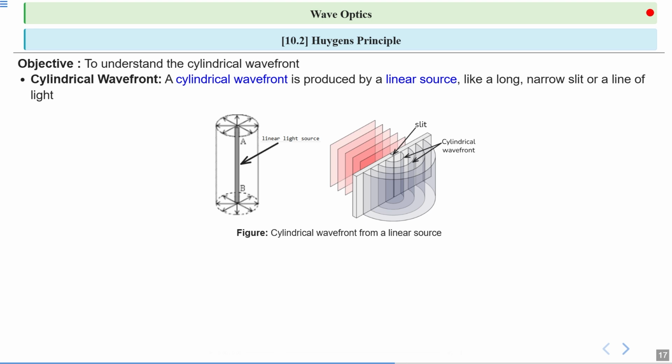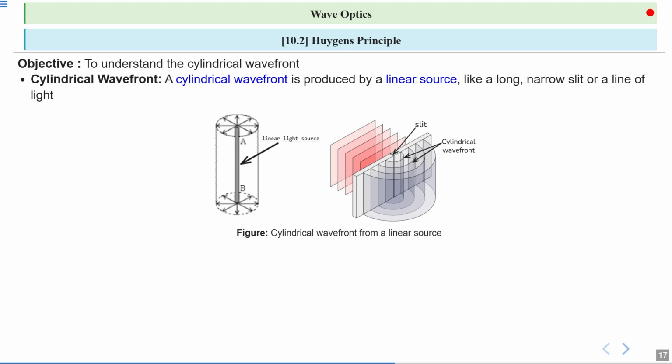In the left hand side diagram, you can see there is a linear light source. The light rays are spreading in all directions. So all the points that are equidistant from this linear light source, the locus of these points forms a cylinder. So the wavefront formed due to a linear source is of which shape? Cylindrical shape. In the right hand side of the diagram, a slit is also shown. A slit means a very narrow linear opening.